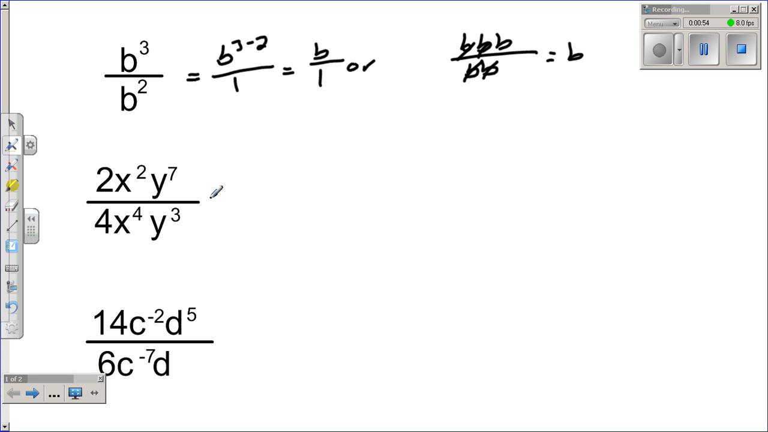Let's look at this one. We have 2 over 4. Let's reduce the fraction. If you're not sure how to reduce the fraction, put 2 divided by 4 in the calculator and hit math frac, and it'll do it.